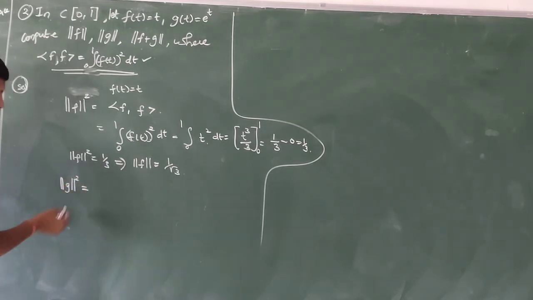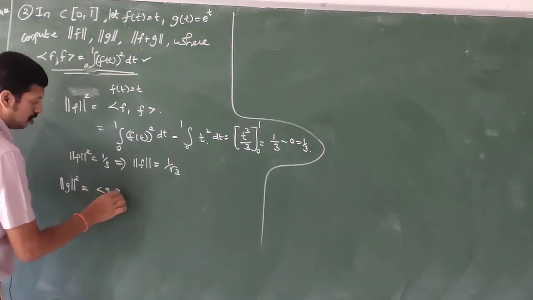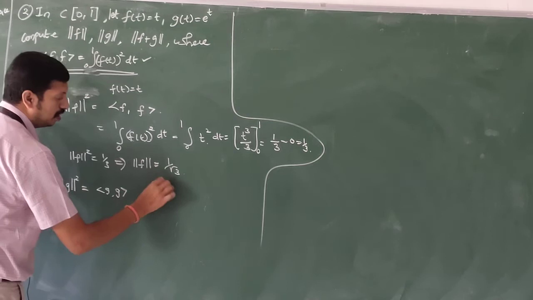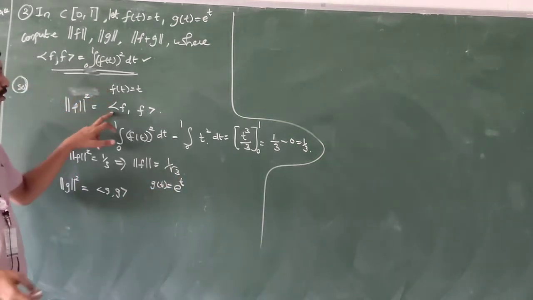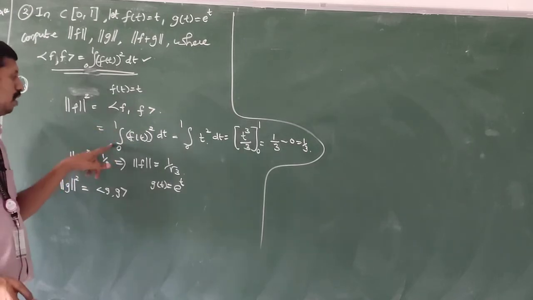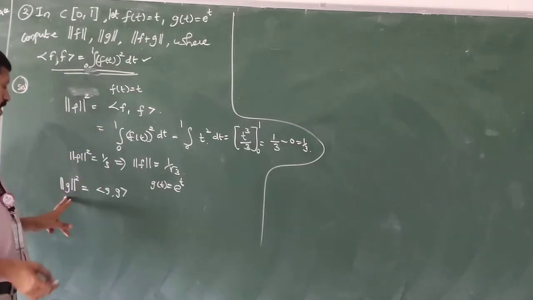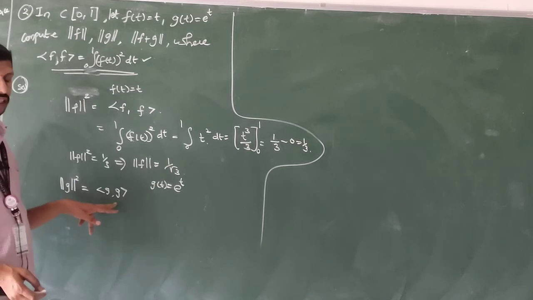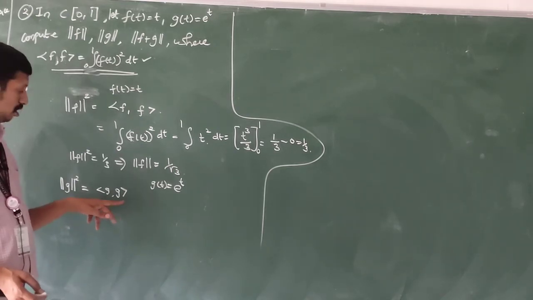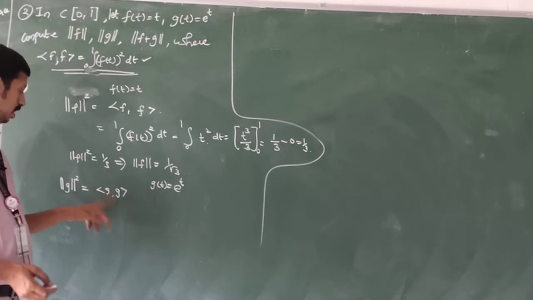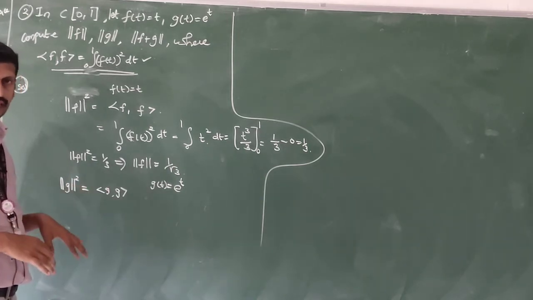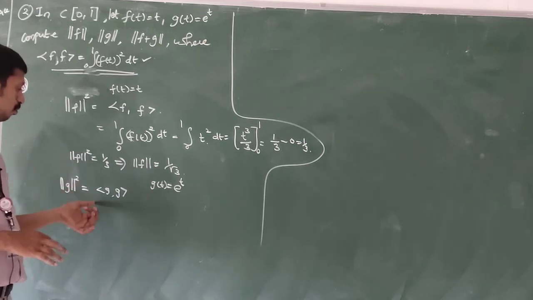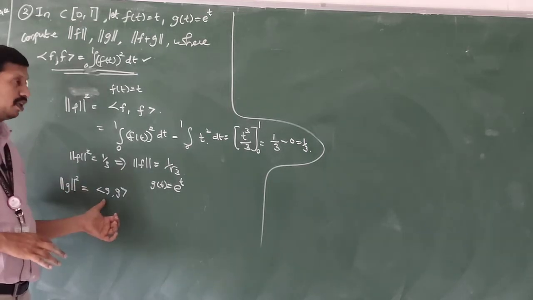Norm g you have to find, that is nothing but norm g square. We have the formula norm g square is the inner product g comma g. So g of t is given, that is e power t. So norm g square can be written as the inner product of g comma g, right. After that we can take out the root. Okay. Then we will get the remaining terms for that. So now we are going to find g comma g.